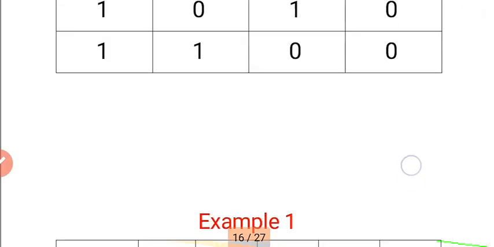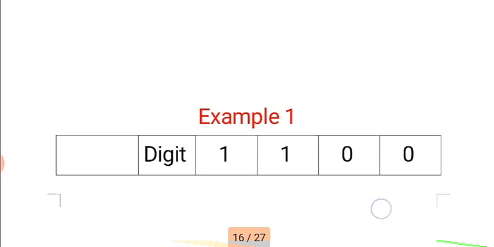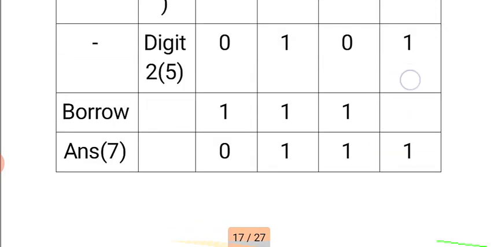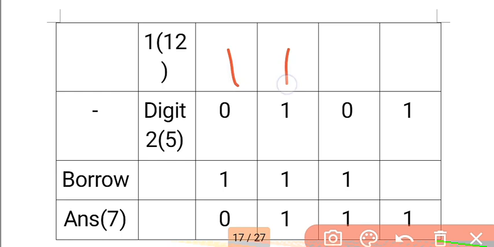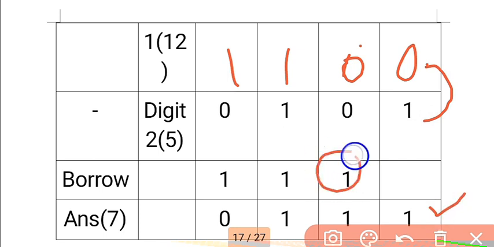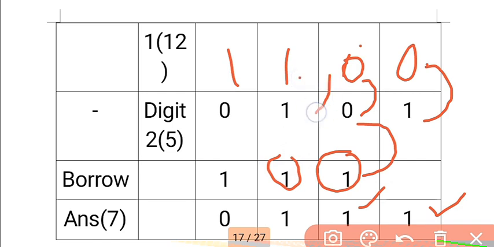So let us take one example. The first number is 1100, we will write it here. So let us do the subtraction. 0 minus 1, answer is 1, which is written here, and it will generate a borrow here. 0 minus 0, 0. 0 minus 1, 1. Borrow is generated. Whenever 0 minus 1 is there, borrow is generated, which is written here. 1 minus 1, 0. Then 0 minus 1 is 1. Borrow is generated here.